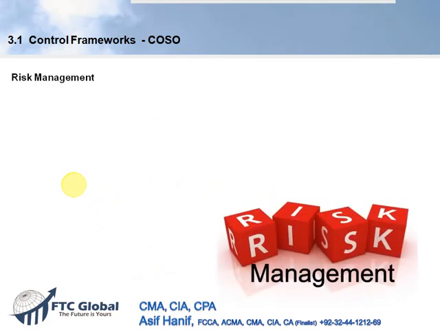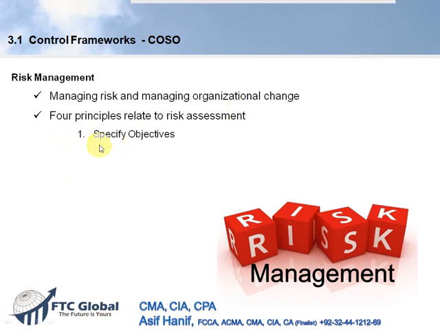Next is risk management. We have already agreed and we have read that risk is any unforeseen event that can affect and restrict an organization from achieving its objectives. So managing risk and managing organizational change is an important element of COSO. 4 elements or principles relate to risk assessment. First of all, specify objectives, what an organization wants to achieve: profit, growth, value addition, public service, revenue, any objective, could be many objectives.